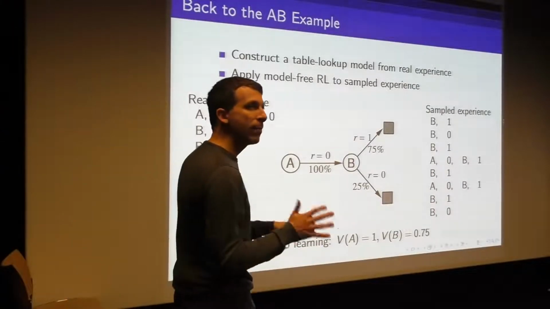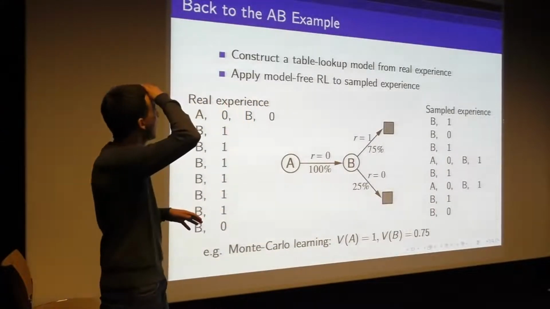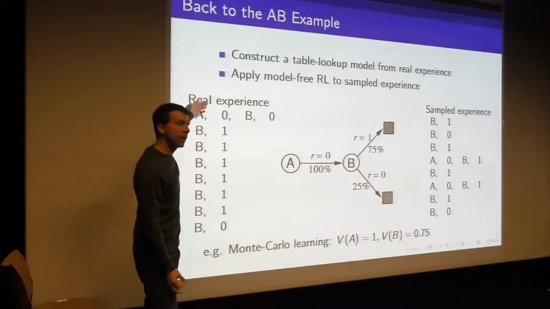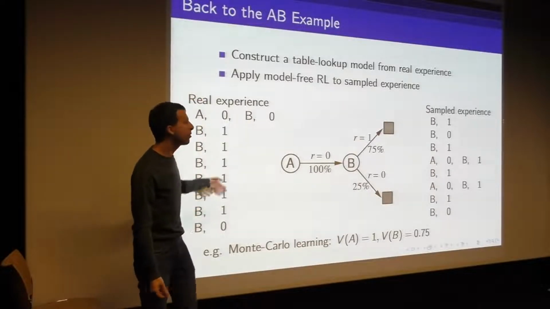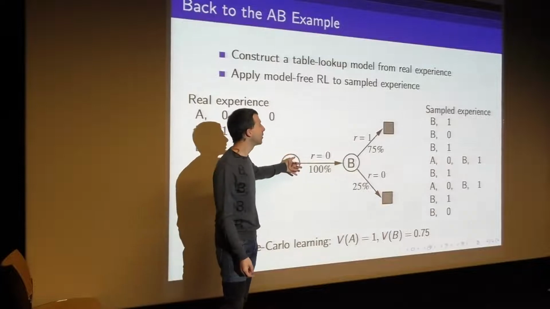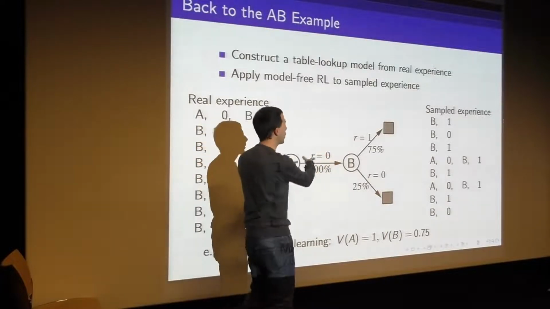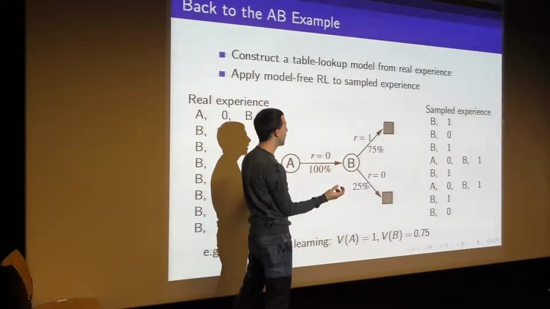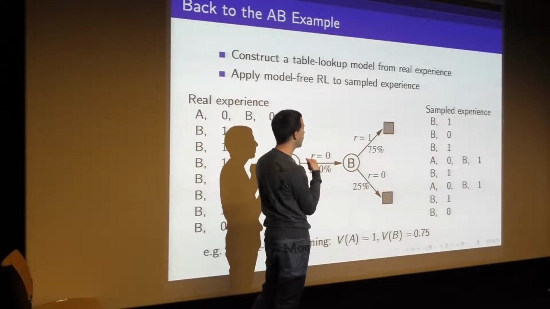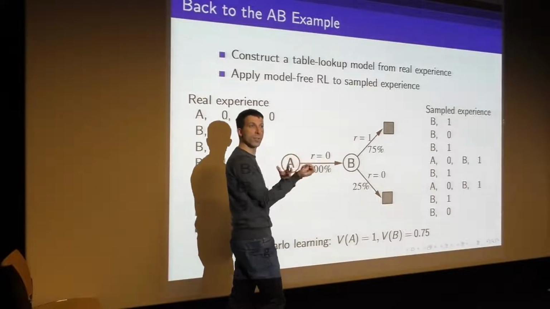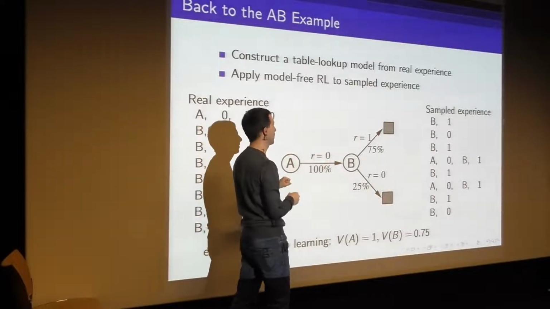So let's go back to our AB example. What would it look like here? We started off with this real experience. We generated a model, and now we've got this model. We can use this model to sample experience. So let's imagine now that we could sample what happens. We could sample some trajectories from this. The model should also include some model of where you start in this case.